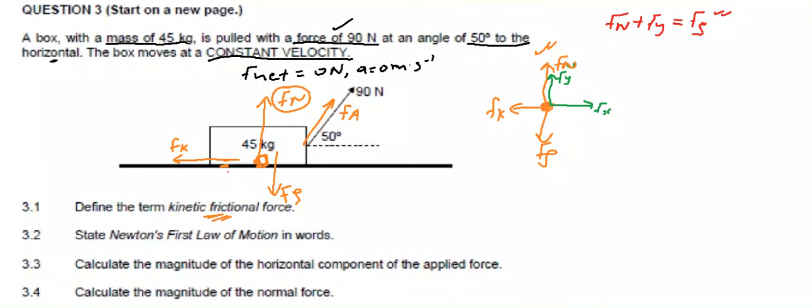Then the following question, which is question number 3.2. 3.2 says, state Newton's first law of motion.